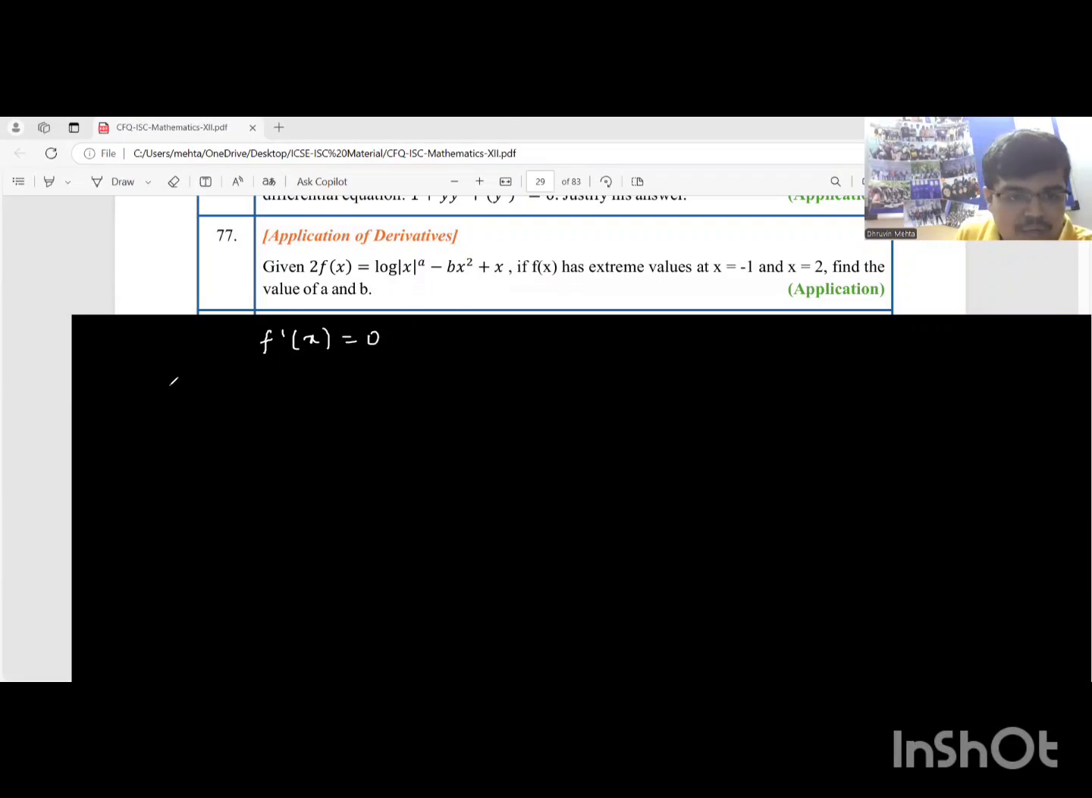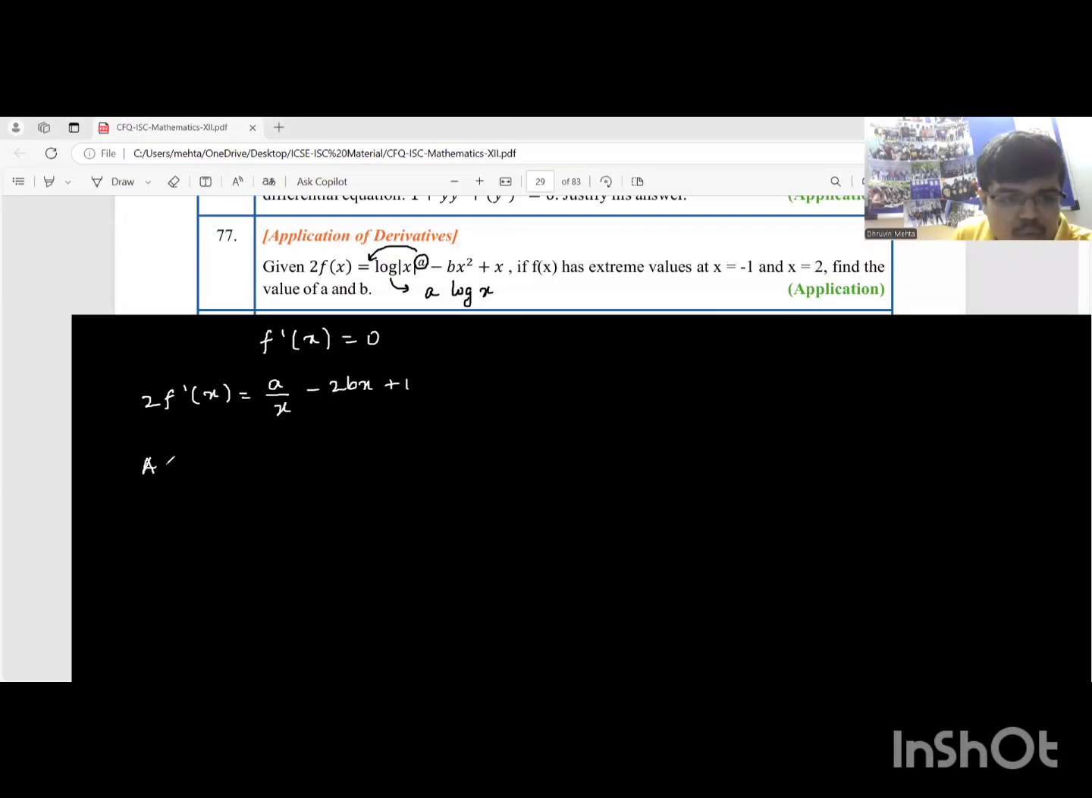So here, when we take the derivative of this equation, it will be 2 times f dash x equal to. Now here, students, we have log of x raised to a. When we use the rule of log, this is a log of x. I hope you understand this. A will come down. It will be a log x. When you take the derivative of this, students, it's a by x minus b into derivative of x square, which is 2x. So it is 2bx and we have plus 1. This is the final derivative.